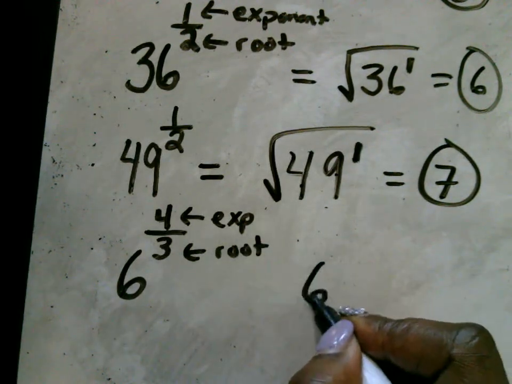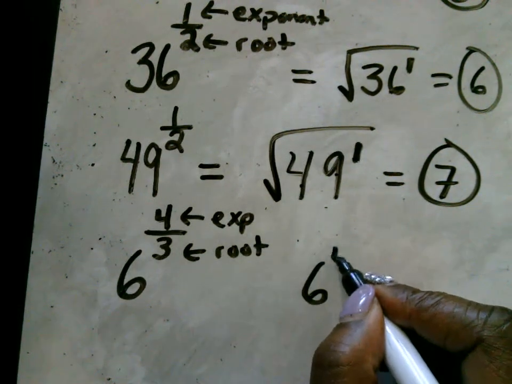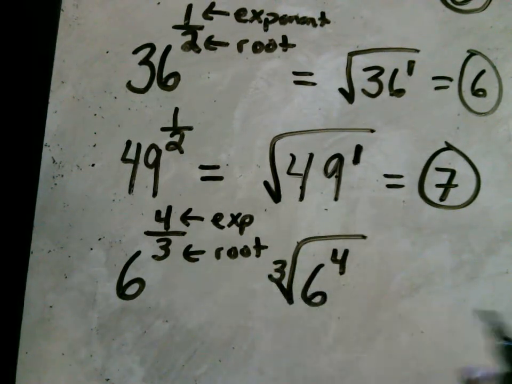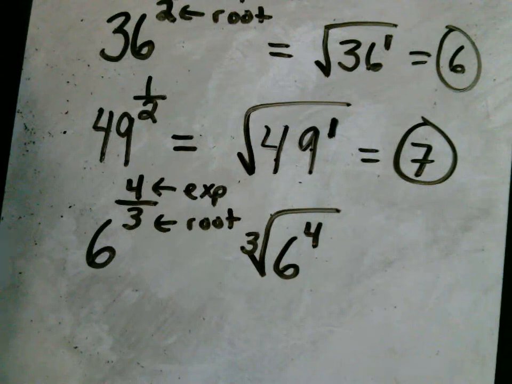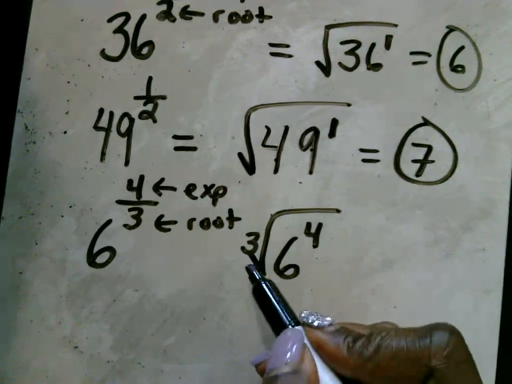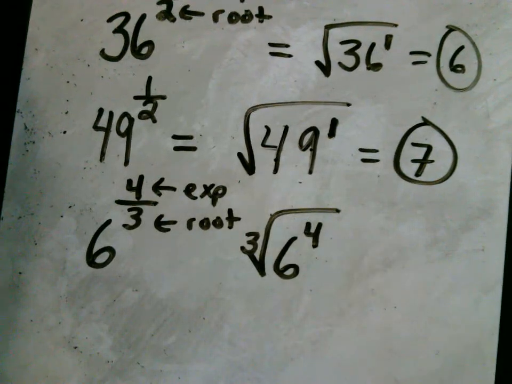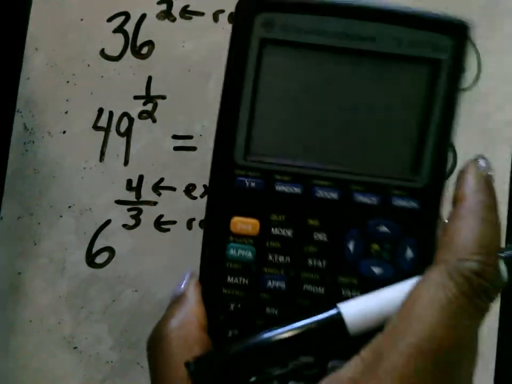So it's going to be 6 to what power? The fourth power and what root? Third root. Okay? What I just said. The cube is asking for the cube root of 6 to the fourth. Don't try to do that in your head. You can do that in the calculator.